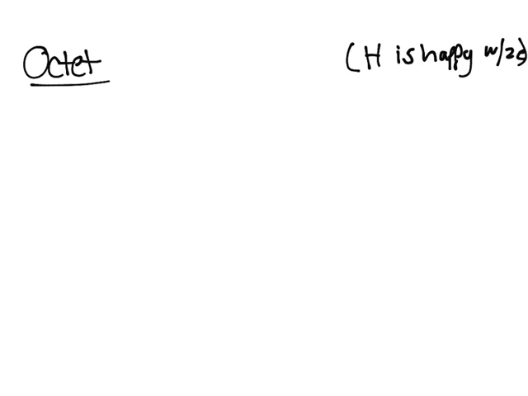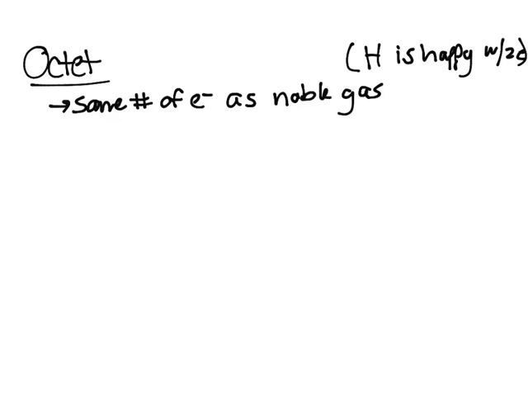And so the octet rule essentially means it's isoelectronic with a noble or rare gas. If the octet is achieved, it has the same number of electrons as a noble gas, and noble gases are very non-reactive. One thing I forgot to mention, the hydrogen rule up here is called the duet rule. So hydrogen can only accommodate 2 electrons.